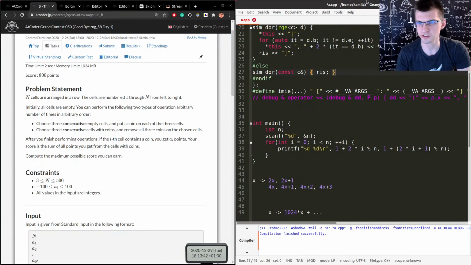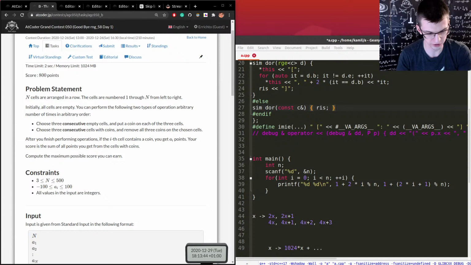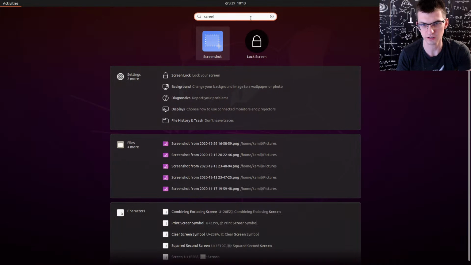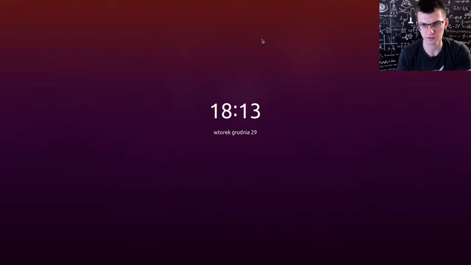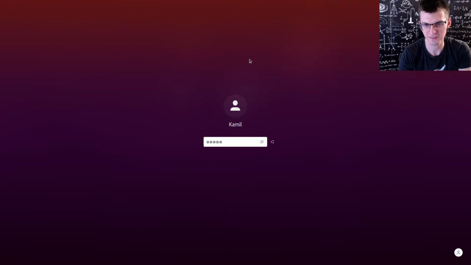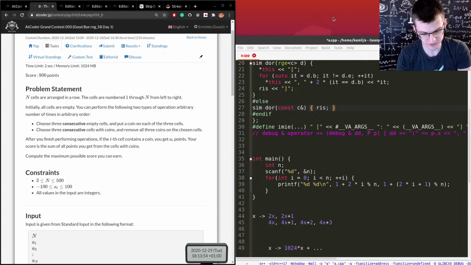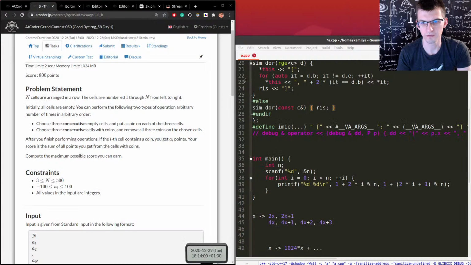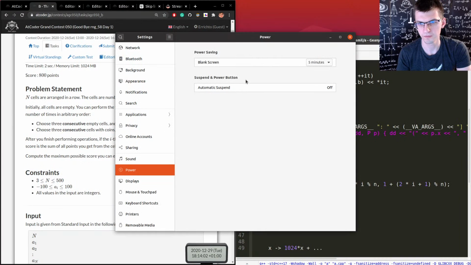Let's change how fast my screen locks up. Screen, lock screen? No, that's not what I wanted. Power settings, is that it? No. Blank screen, yeah, 15 minutes will be better.